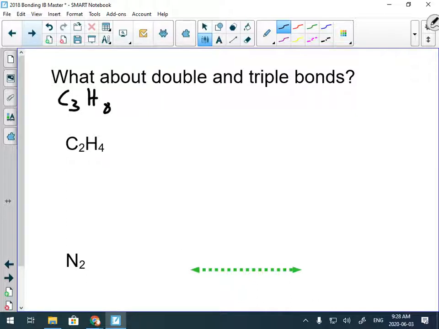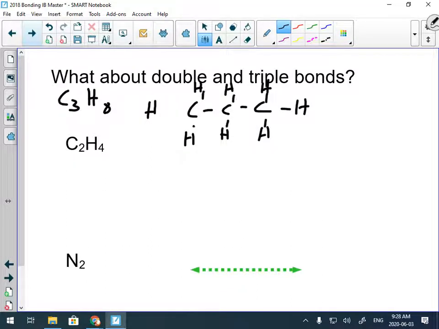Well, let's set this up so we put our carbons in a line, okay? And then let's surround them with hydrogens. What's that? 1, 2, 3, 4, 5, 6, 7, 8. Every hydrogen needs a stick. 1, 2, 3, 4, 5, 6, 7, 8. Does every carbon have 4 sticks? The answer is yes. Okay, what about C2H4?